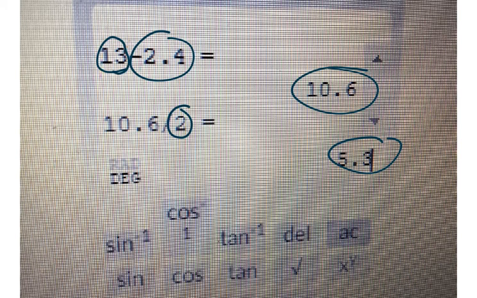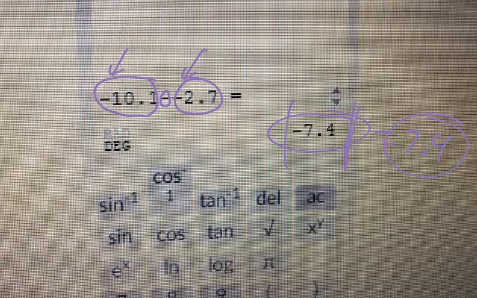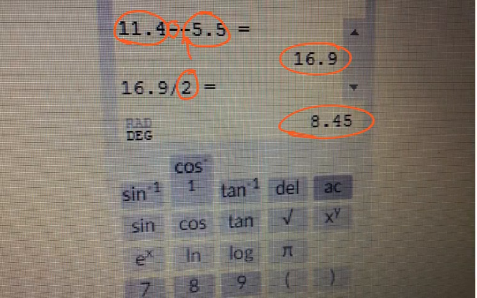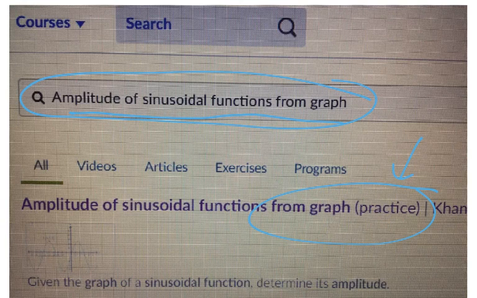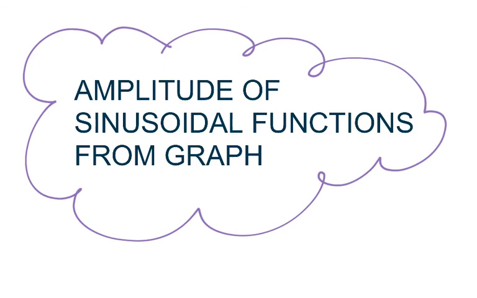Okay, guys, hopefully this will help you. So the bottom line, guys, whether they give you the graph or not, as long as they give you either a midline value, a maximum, minimum, midline, or maximum, or a combination thereof, you should now be able to figure out the amplitude of these sinusoidal functions.